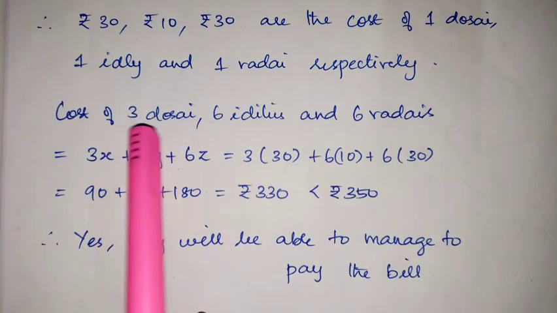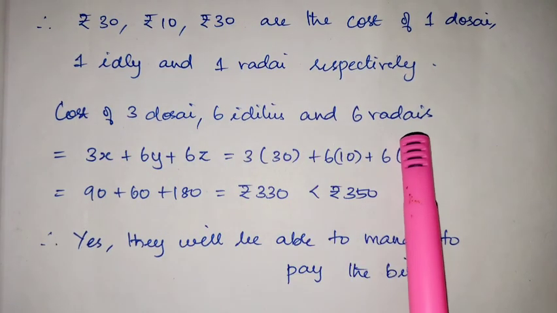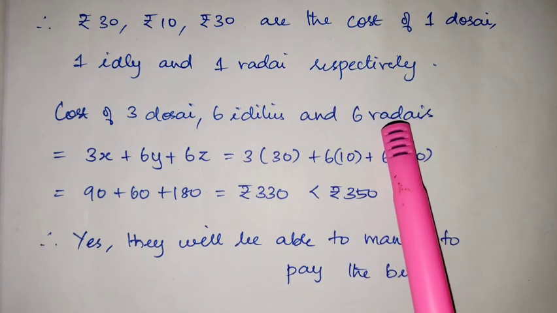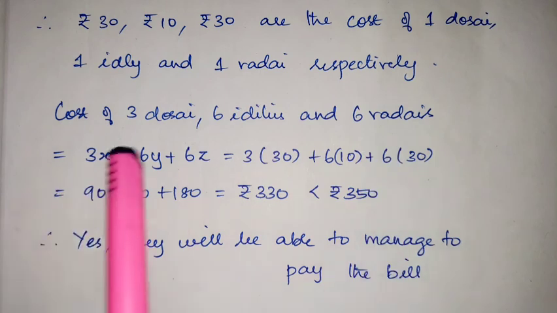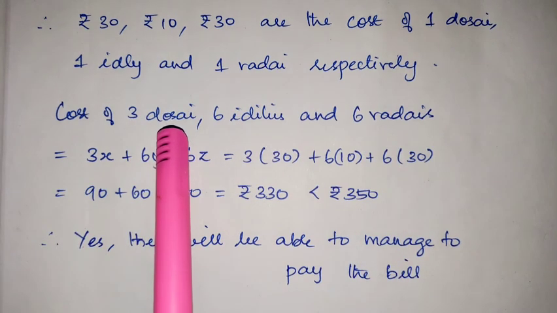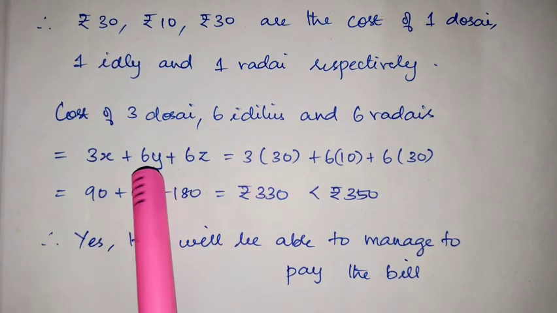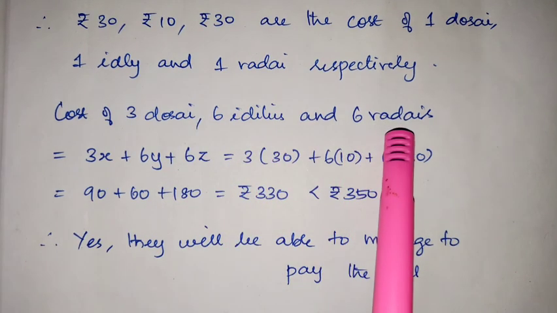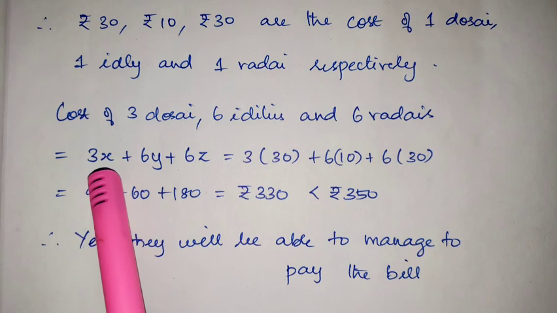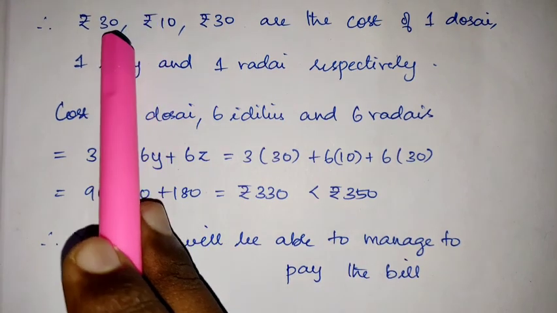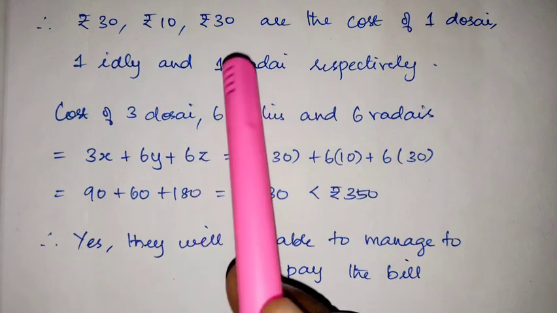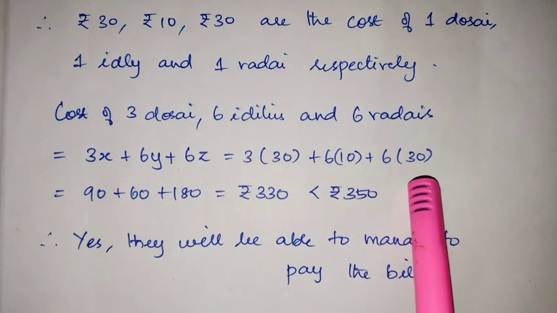They have taken 3 dosa, 6 idli and 6 vada. Now we have to calculate the cost. That means for how much amount they have taken. Right now, so 3 into dosa is what, x. So 3 into x plus 6 into idli is y plus 6 into vada is z. What is the value of x? It is 30. What is the value of y? Which is 10. What is the value of z? Which is 30. So I just substituted here.